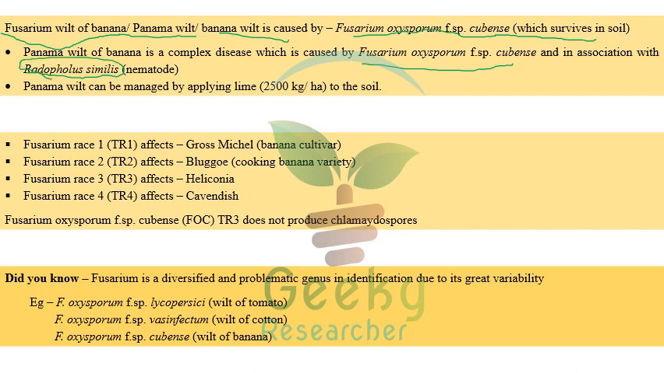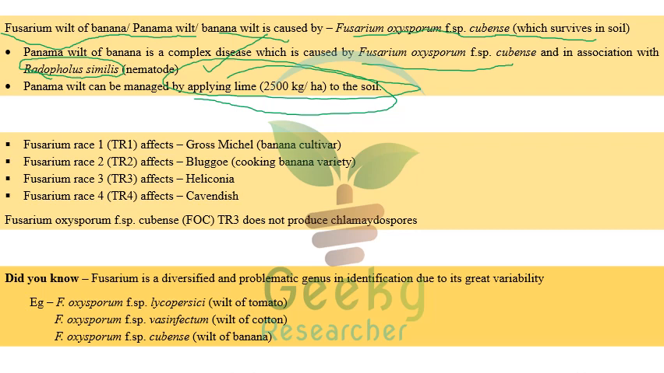So here we can see two questions. Fusarium wilt of banana is caused by Fusarium oxysporum f. sp. cubense, or which nematode is associated with this banana wilt: Radopholus similis. With the association of this nematode, the severity of the banana wilt goes up, increases, okay, and this can be effectively managed by the application of lime at the rate of 2500 kilograms per hectare. This is one of the management practices.